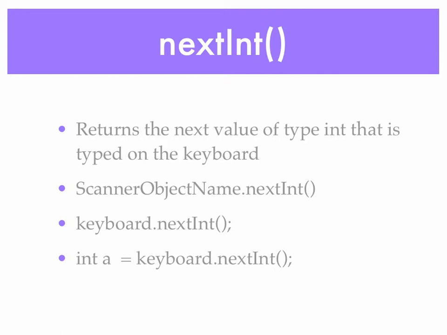So here on a single line I've declared a variable of type int, named it a, and put into that space that which is returned when the method nextInt is called by the instance of the class Scanner that we named keyboard. That method fires, grabs the next value of type int that's typed on the keyboard, puts it into the space that's named a.